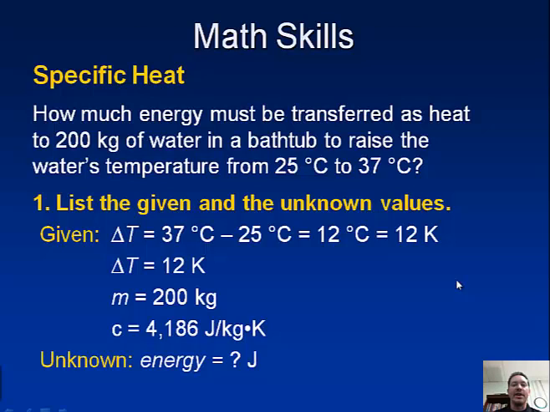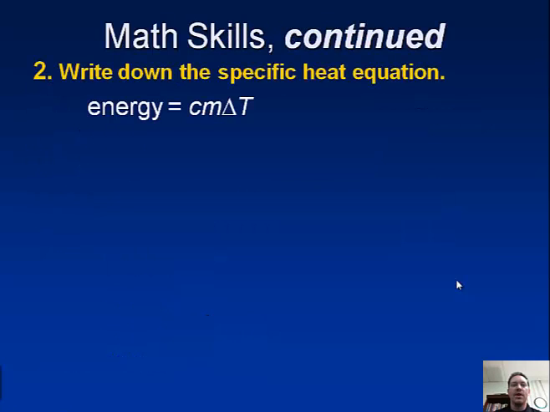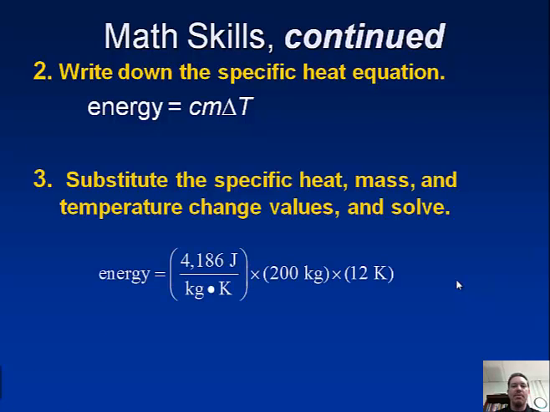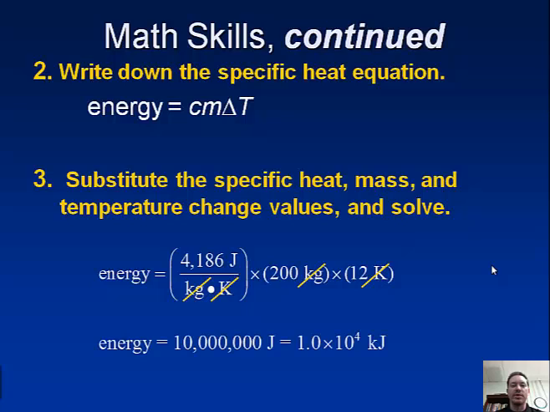Alright, so we want to find energy. So we're going to use the equation energy equals c m delta T. Plug in our values. So the 4,186 joules per kilogram Kelvin is our c, with 200 kilograms, and then our change in temperature is 12 Kelvin. So kilograms cancel, Kelvin cancels, we're left with joules. So we end up with 10 million joules, or we can convert this to 1.0 times 10 to the 4th kilojoules, or 10,000 kilojoules.